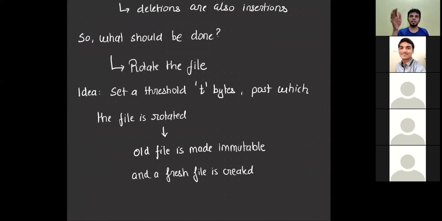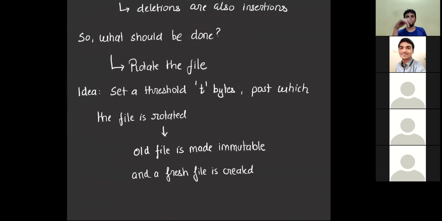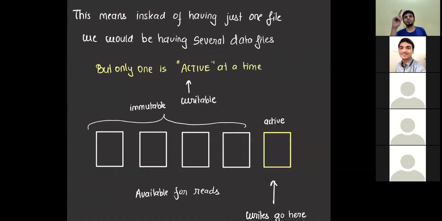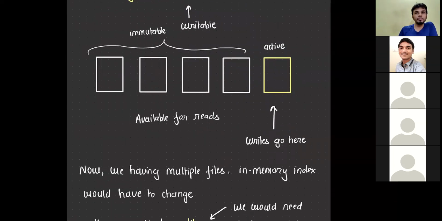So you would set a threshold past which the file is rotated. The old file is made immutable, because you cannot write onto that file. You can only read, because you might have the latest entry of a certain key present in an old file, since that entry never got a write again. If you have that kind of thing, you would always need to allow reads on that file, but no updates. So this means we need to have one file which is active all the time, on which writes are going, and all other files are made read only.